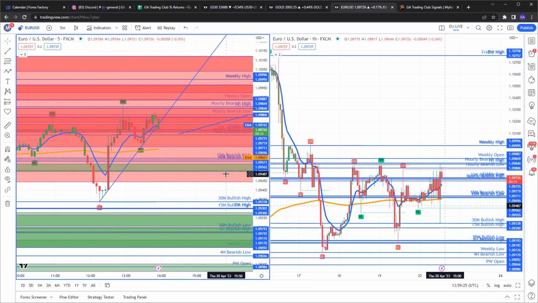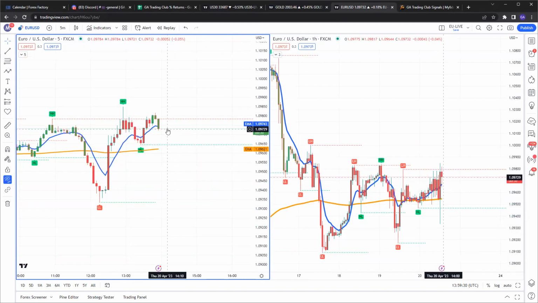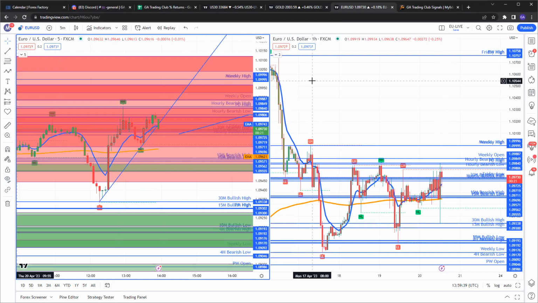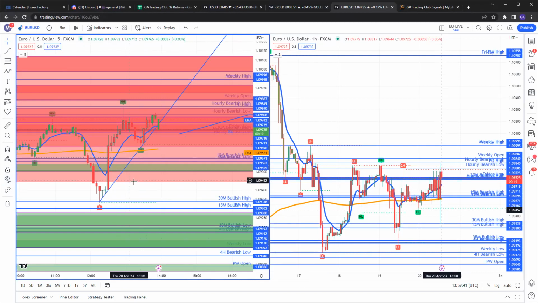EU, we need to wait for the next 5-minute candle. So it looks like this 5-minute candle is closing below the 9 EMA. We need to wait for the next 5-minute candle to retest and close below. And then at that point, we can look to sell.